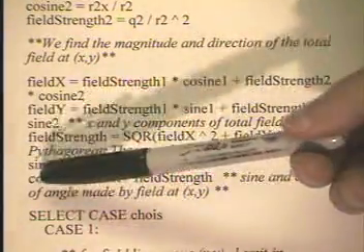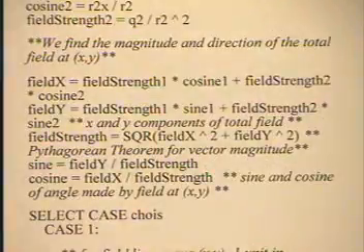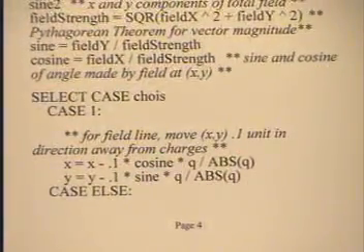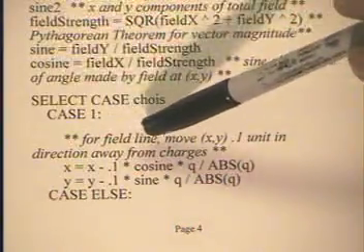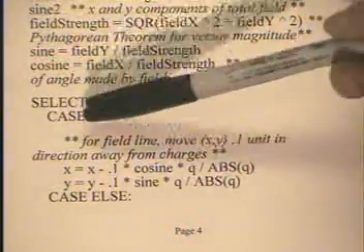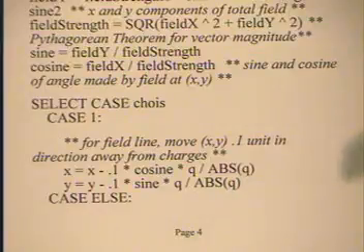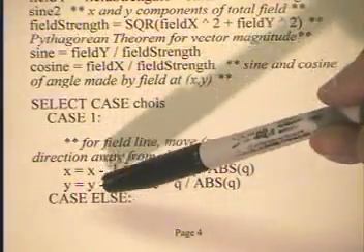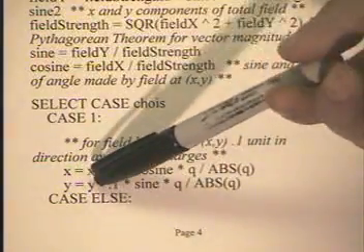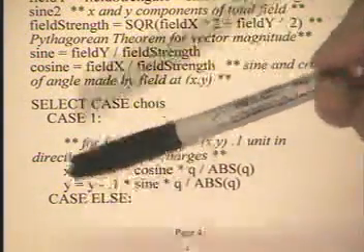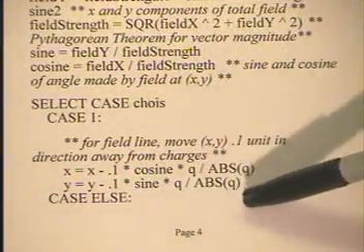Because when we plot field lines, okay, here we are at x, y. We're going to move a little distance in the direction of the field. And the sine and the cosine tell us what direction to move. So now, depending on what our choice is, in case 1 where we're plotting field lines, we're going to move from the point x, y negative 0.1 unit. So that we move negative 0.1 times the cosine, or negative 0.1 times the sine, and we multiply by q over the absolute value of q.